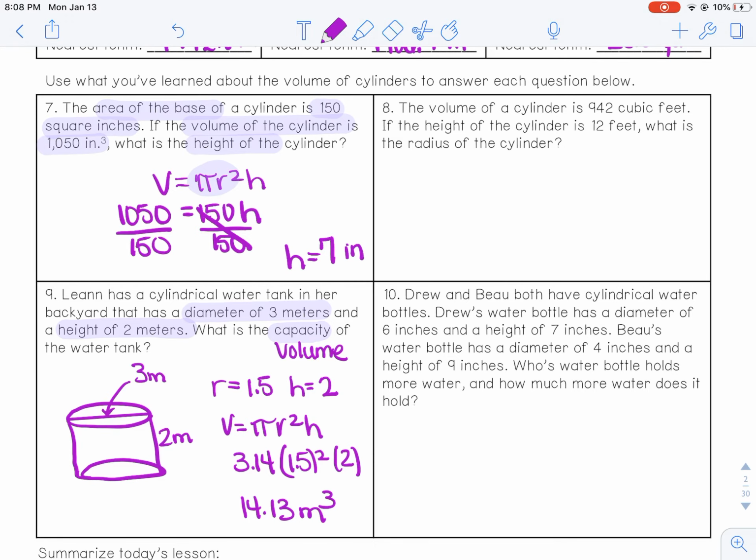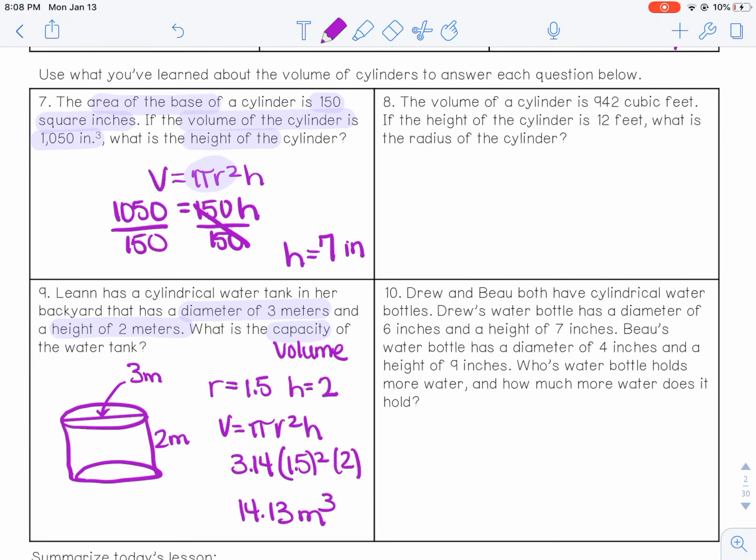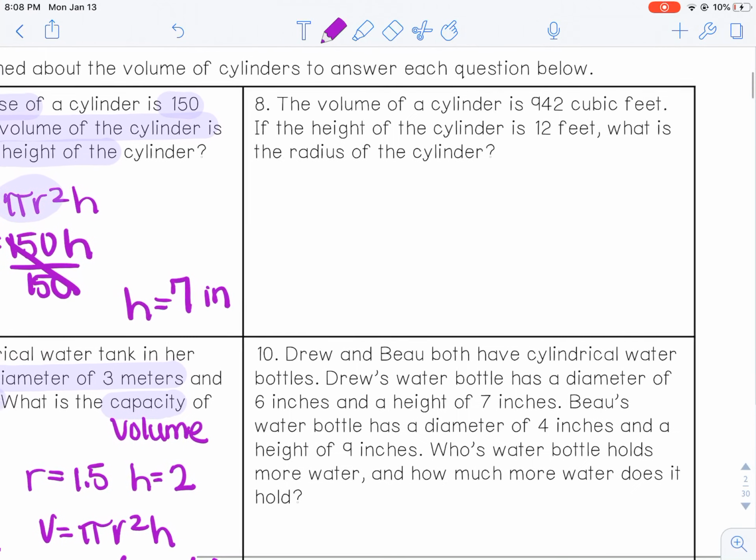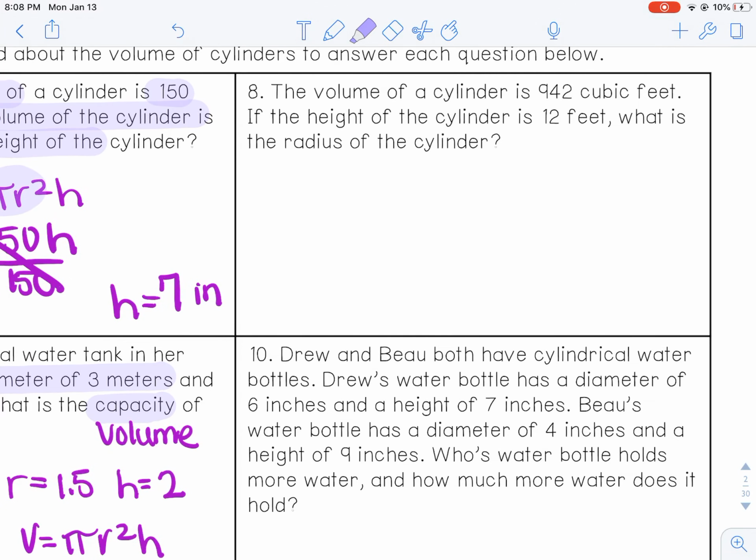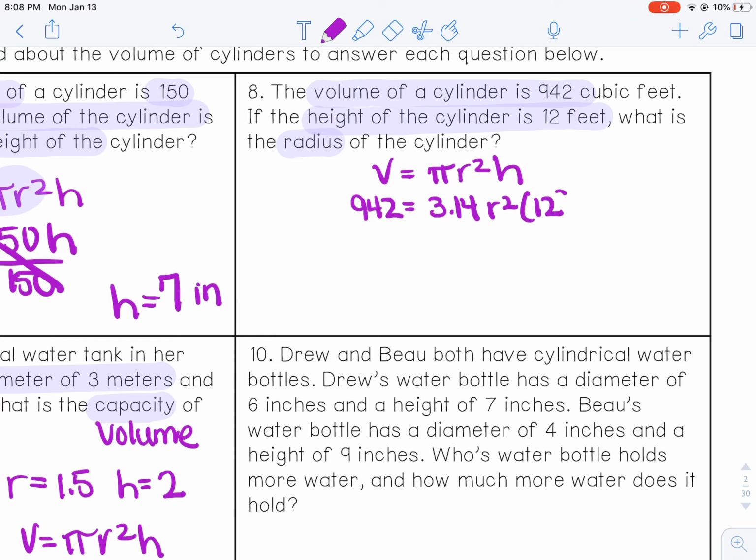Okay. Number 8 is another problem kind of like it. It's a little bit trickier. So let me see if I can zoom in. Okay. They tell us here that the volume is 942 cubic feet. They tell us what the height is, and they want us to find the radius. So let's write that formula down. Volume equals pi r squared h. Okay, so volume is 942. We already know what pi is. Times r squared times the height of 12.